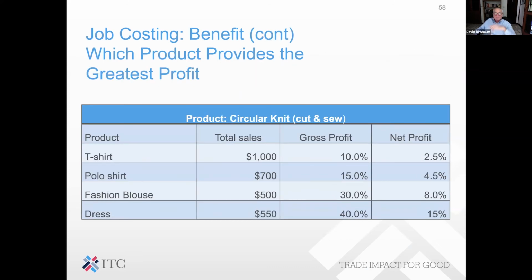It also tells you what product you should be in. You're in the fine gauge cut and sew knit business. You're making t-shirts, polo shirts, blouses, dresses, and you can see the place for you to be is in dresses and blouses. That's where the money is. And you can see this on a regular basis. This is what job costing is about. The job costing is there to tell you what's happening and where you're supposed to be going.